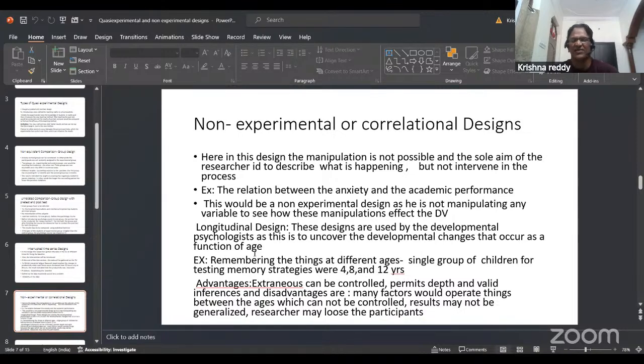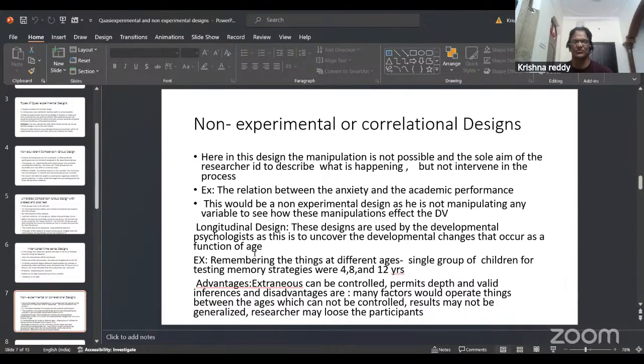Here the sole aim of the researcher is to describe what is happening, but not intervene in the process. So there is no question of intervention, and no question of manipulation. The example is the relation between anxiety and academic performance. The research question is: is there a significant relationship between anxiety and academic performance? That is the research question.